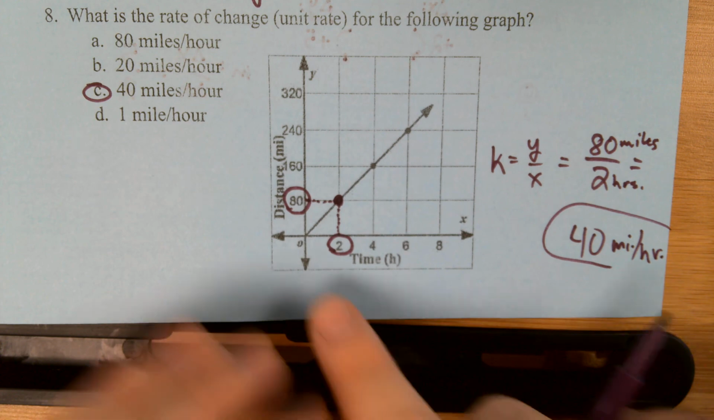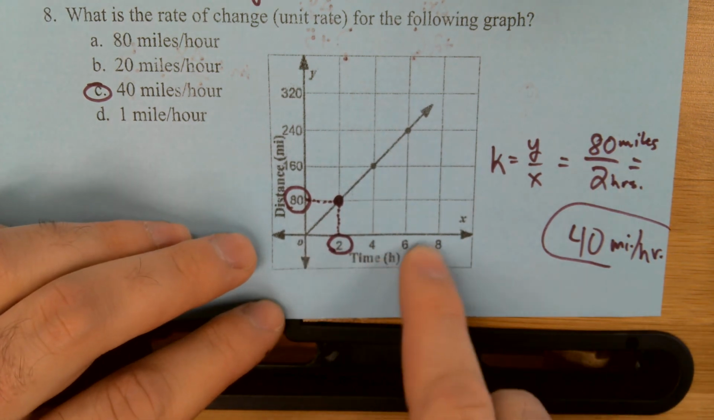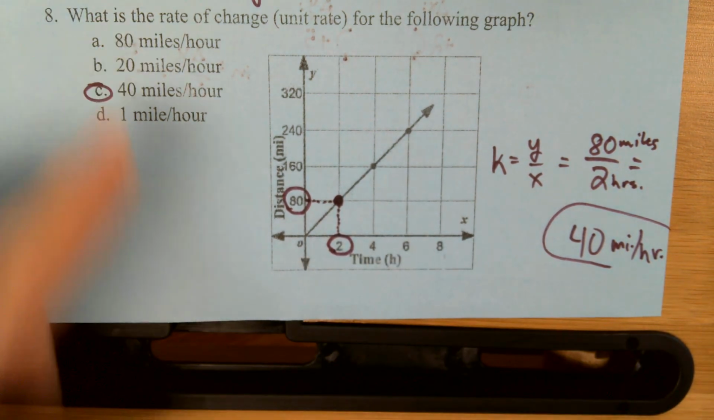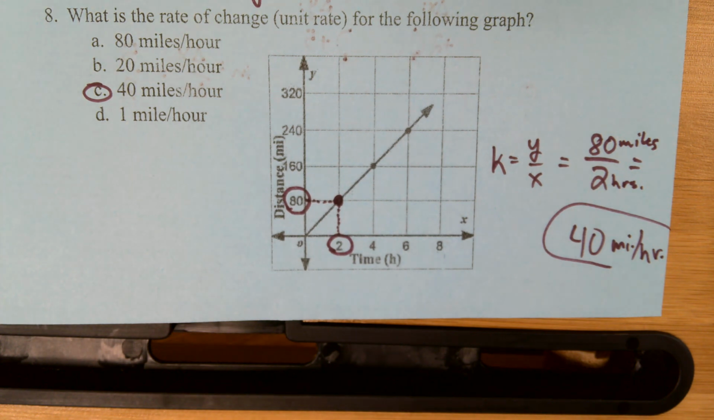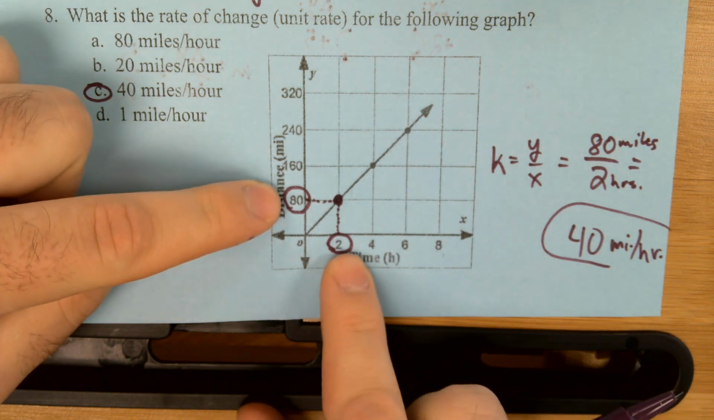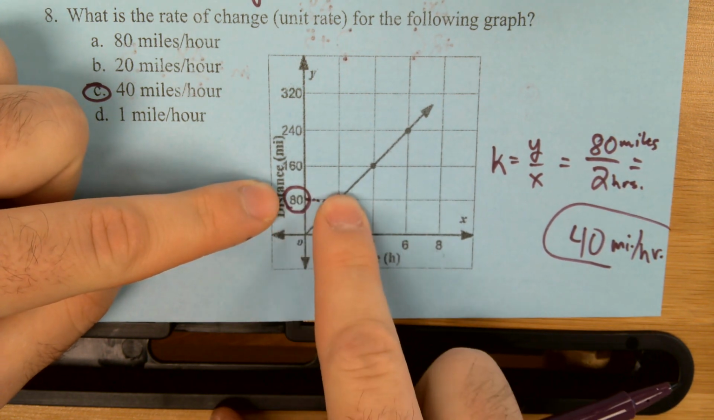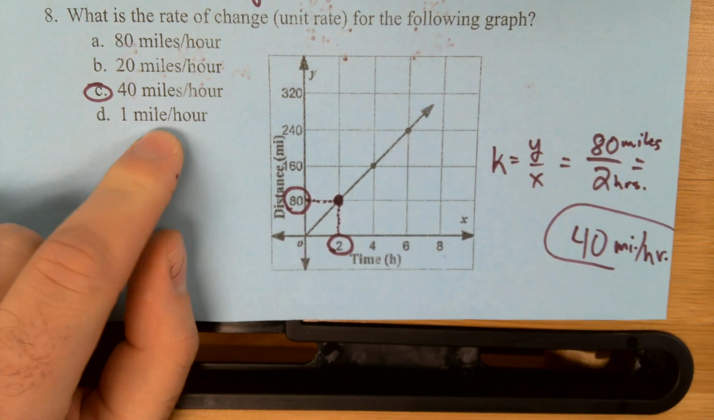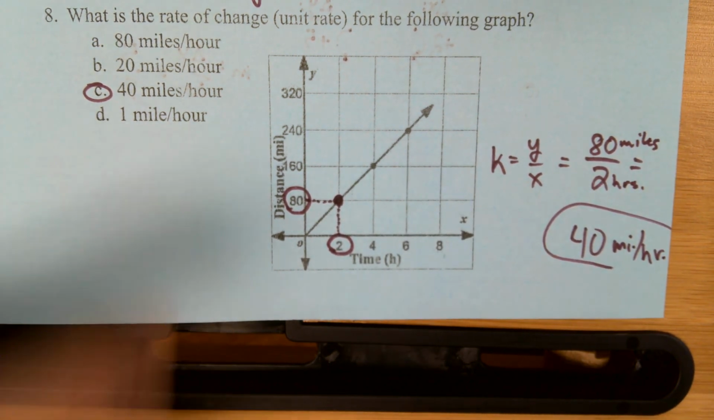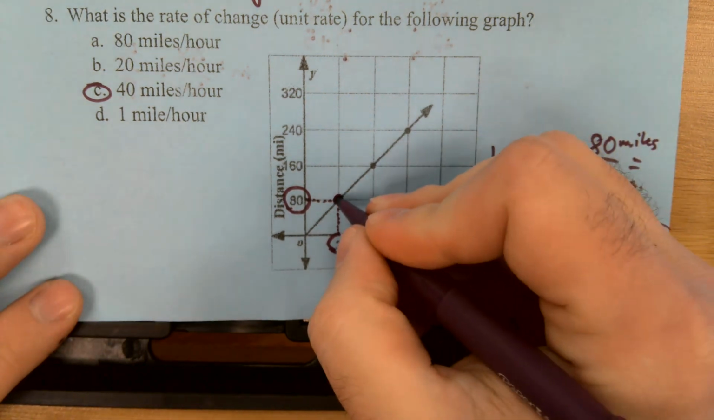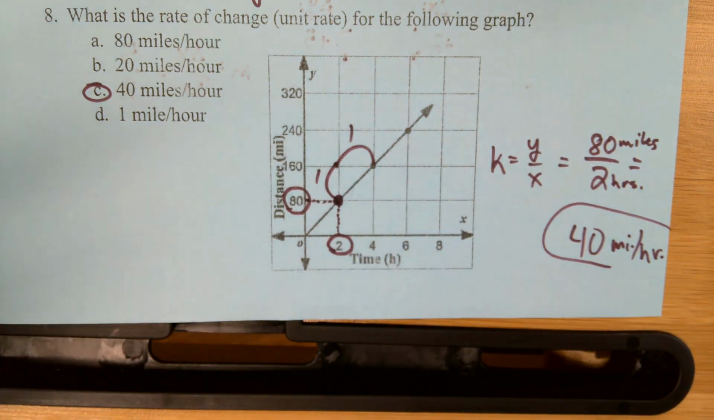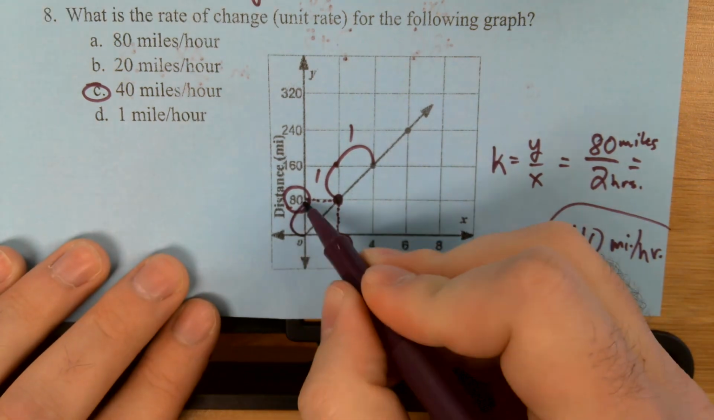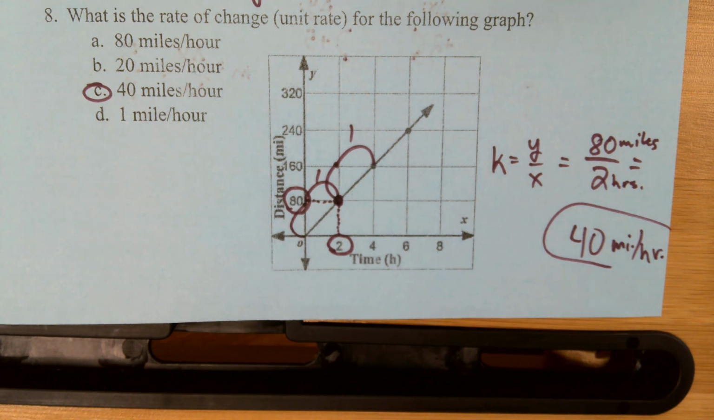So if you didn't realize that the x-axis was going by 2's, you may have selected 80 miles an hour. If you didn't look at the numbers on the x and y axis at all and saw that you went up 1 over 1, you might have selected 1 mile an hour. I saw a lot of people, unfortunately, select 1 mile per hour because you just went up 1 over 1 and made your slope 1 over 1. But we're not going up 1 and over 1. We're going up 80 and over 2.